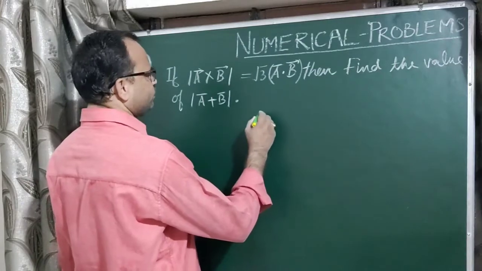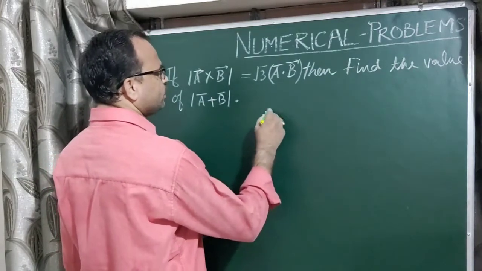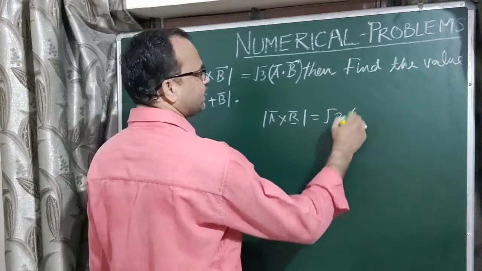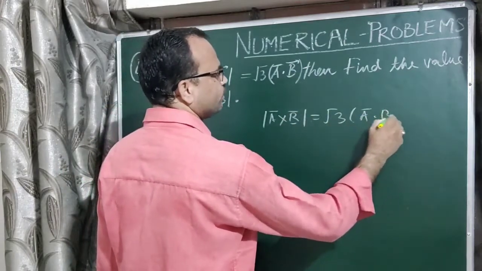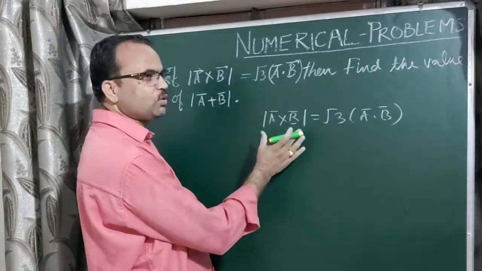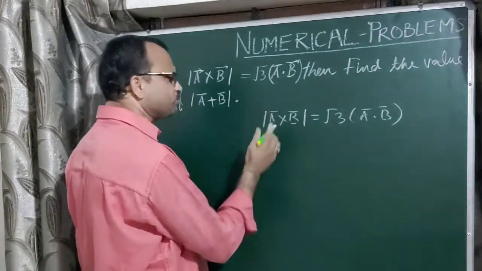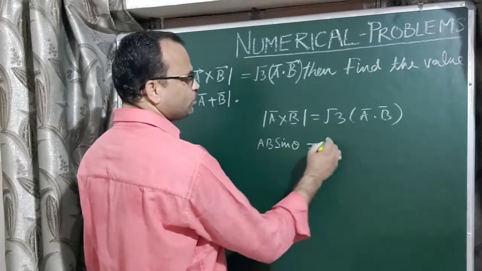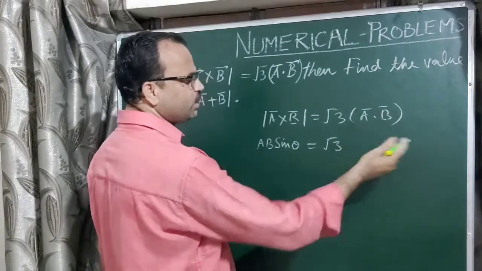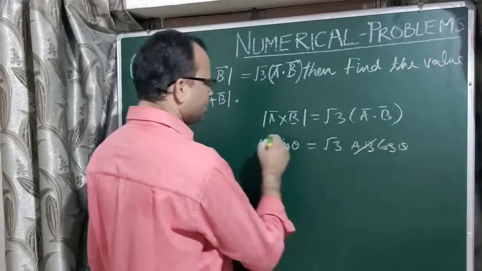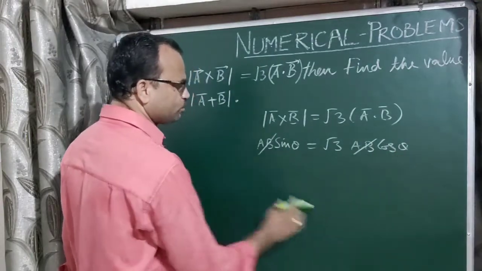So first we have to write the given: mod of A vector cross B vector is equal to root 3 times A vector dot B vector. As we know, for the magnitude of A cross B we write only the magnitude, so it is AB sin theta, equal to root 3 times A dot B, which means AB cos theta, a scalar product. The AB cancels, then cos theta moves to the left side.